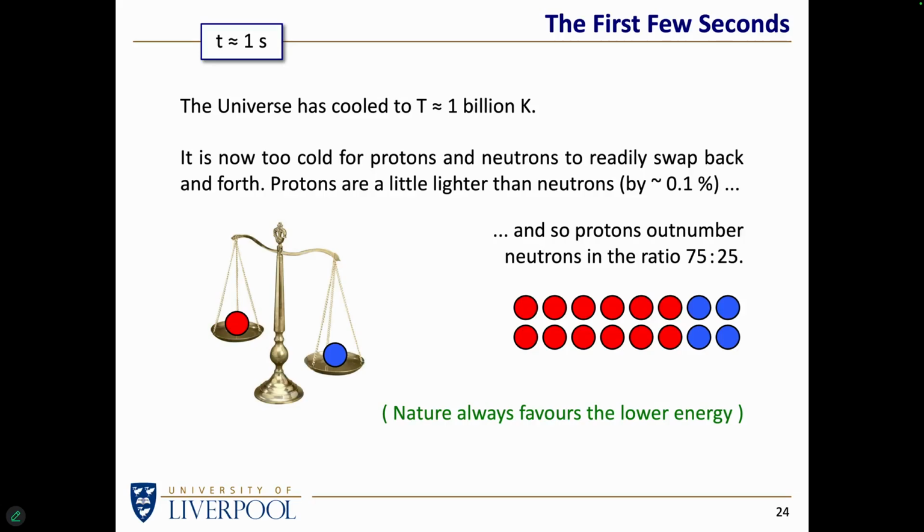Because nature always favours the lower energy, or in this case, the lower mass. It's like saying the universe is able to make as many protons and neutrons as it likes, but protons are lower mass. If protons are lighter, well, they're easier to make. And so if the universe can make lots of protons and lots of neutrons, if protons are a little bit lighter, it turns out they're easier to make, and we would expect that particular ratio for the number of protons and neutrons when the temperature of the universe has fallen to about 1 billion Kelvin, which it will do after a second or two after the Big Bang.